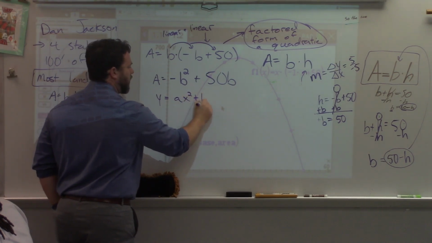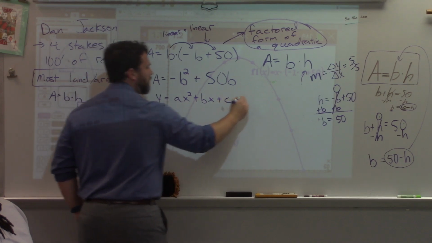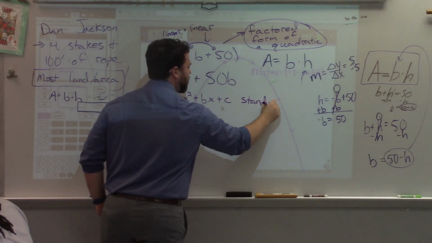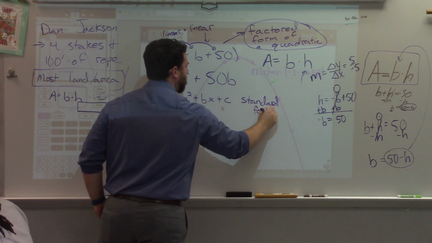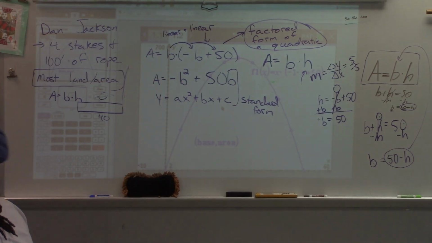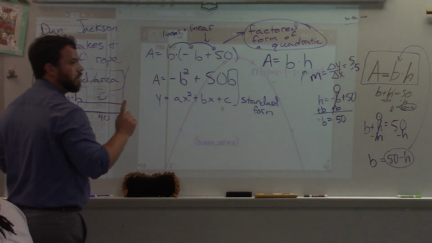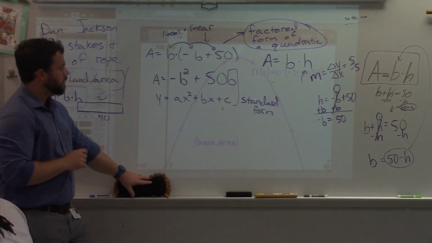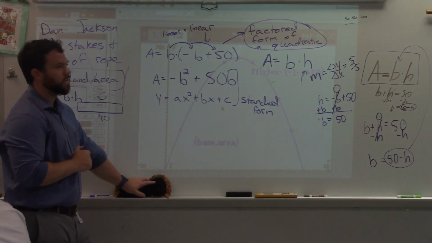Hopefully we saw ax squared plus bx plus c last year for standard form. If not, I'm introducing it. But here's what I need you to see out of this standard form. What is unique about the standard form of a quadratic that we have not seen in any other equation so far? That's the equation. Y equals a, whatever that is, that's quadratic. That's the standard form of a quadratic.